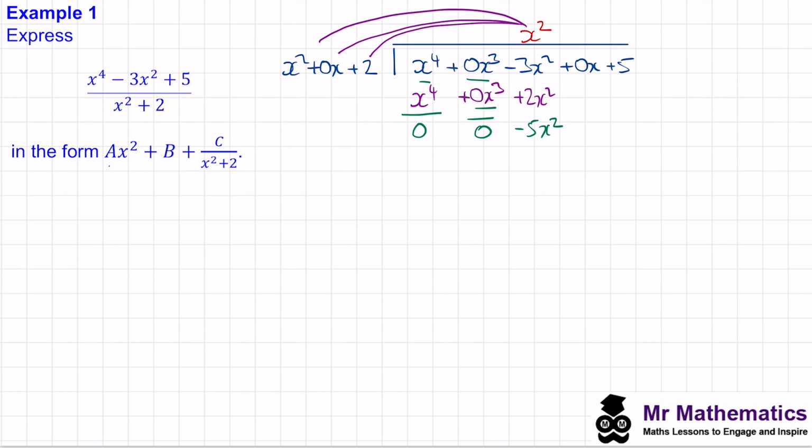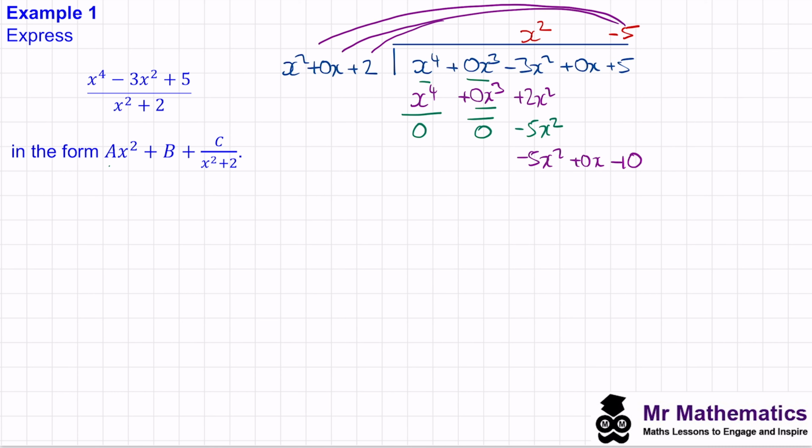So now we go through this process again. We divide the negative 5x squared by the x squared, and we get negative 5. And then we multiply this negative 5 by each of these terms. So negative 5 times the x squared gives us negative 5x squared. Negative 5 times 0x gives us 0x. And negative 5 times 2 gives us negative 10.